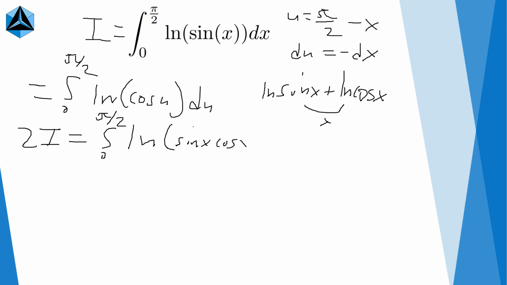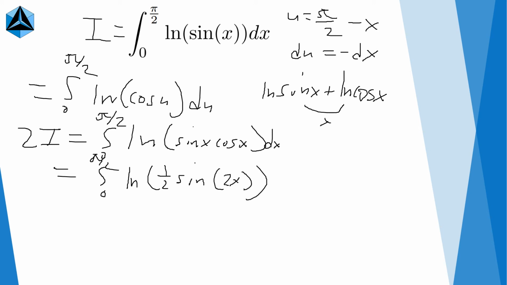The reason we want to do this is that sine of x cosine of x is very resemblant of the sine double angle formula: sine of 2x is equal to 2 sine of x cosine of x. So this actually simplifies to the integral from 0 to pi over 2 of natural log of 1/2 sine of 2x dx. Using log properties, we can actually bring the 1/2 outside.